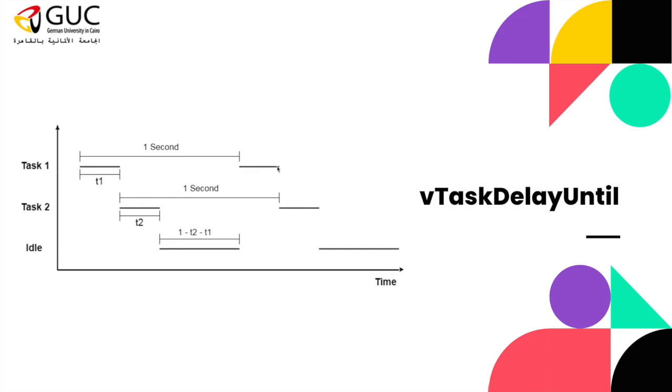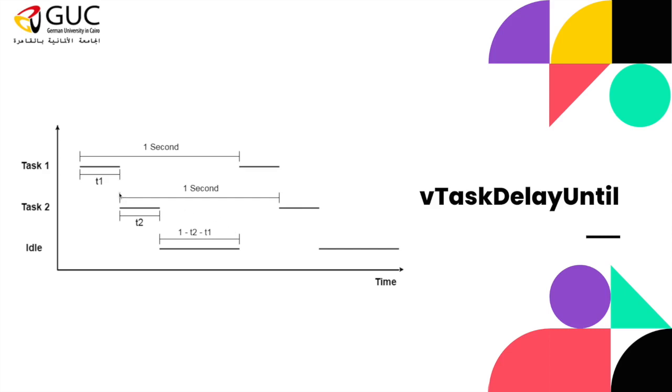I'm going to subtract the time taken by task 1 and the time taken by task 2 from the 1 second period. Therefore, it will result in the time the idle task spent running. Because here task 1 will return from the waiting state to the ready state, and the scheduler will select it to run.